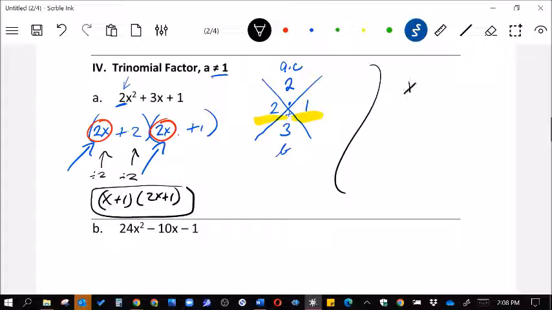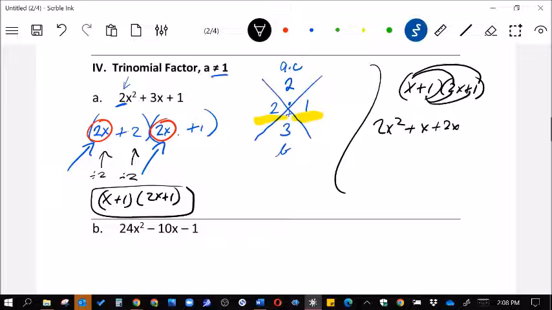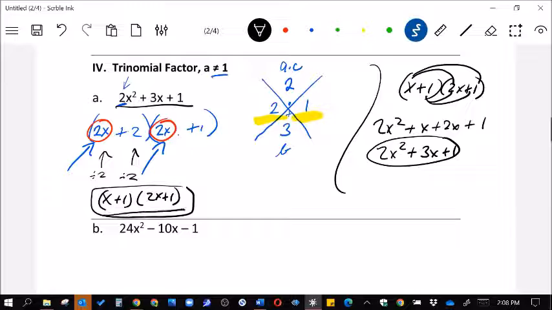And I'm going to verify it over here by multiplying it out. x times 2x gives me a 2x squared. x times 1 is plus x. And 1 times 2x is plus 2x. And 1 times 1 is 1. So we get 2x squared plus 3x plus 1. Okay, so that's what we had originally, which means this is the correct factorization for it.